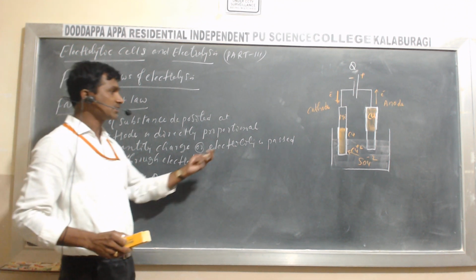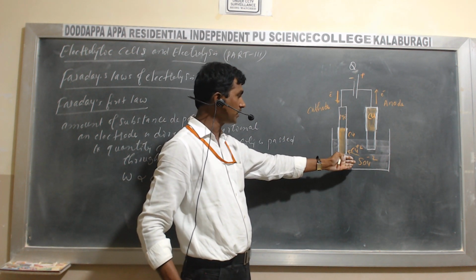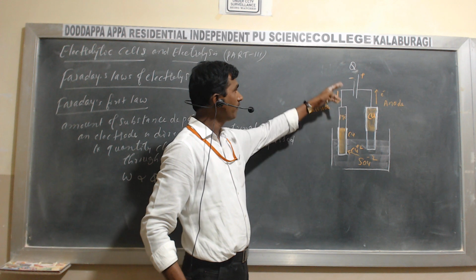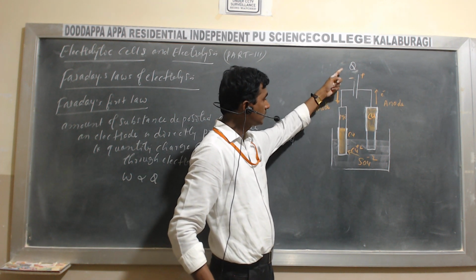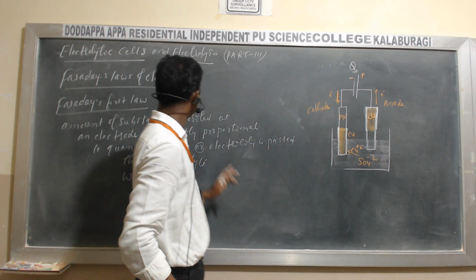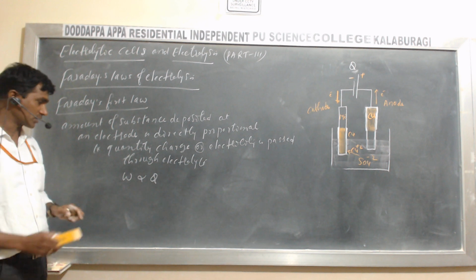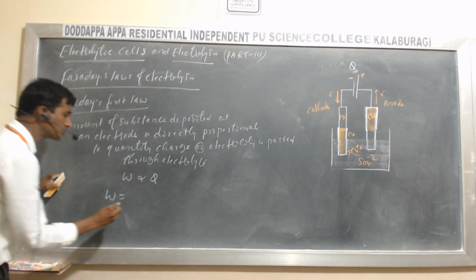So the amount of substance W deposited at an electrode is directly proportional to the quantity of charge passed through the electrolyte solution. It is called Faraday's first law. Similarly, when two electrodes are dipped in aqueous copper sulfate solution and Q is increased, the amount of copper deposition also increases. This is called Faraday's first law.